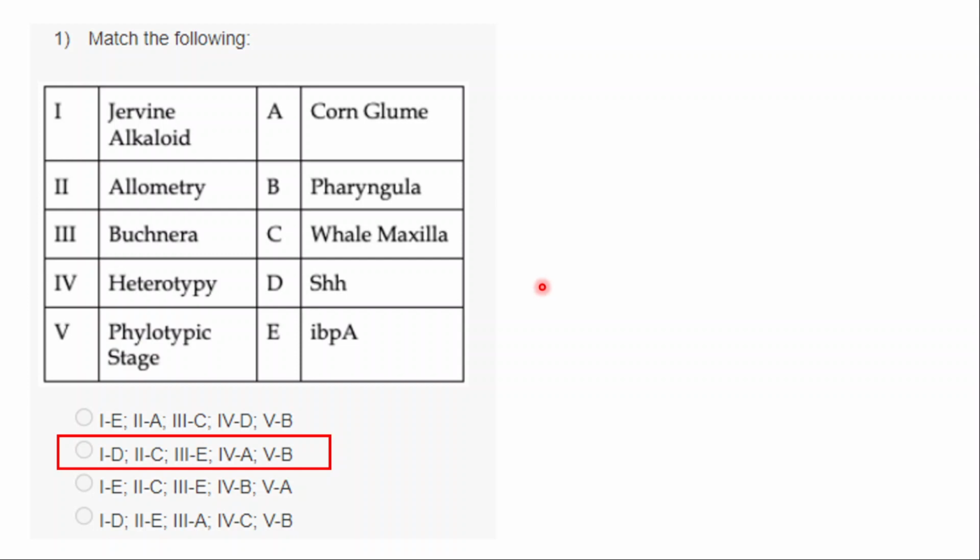Correct match the following. So we have gervine alkaloid matching with SHH, allometry matching with whale maxilla, Buchnera matching with IBPA, heterotypy matching with corn gloom, phylotypic stage with pharyngula. So these are the correct matched options from Roman numerals 1, 2, 3, 4, 5 and A, B, C, D, E. So let's learn about some of the matches here.